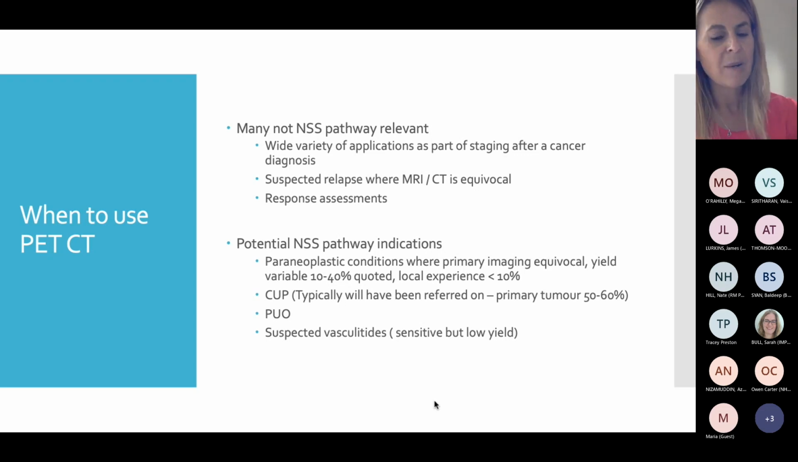Cancer of unknown primary, we obviously use it when we know we've got peritoneal disease, for example, and all the other investigations have been negative. PET-CT would then be used as a sort of last-ditch effort to try and detect a primary tumour. Typically, they will have been referred on from the non-site specific pathway by this time, but if not, that's a good indication. Pyrexia of unknown origin and suspected vasculitic disease: it's again pretty sensitive for detection of vasculitic disease, but yield is low.